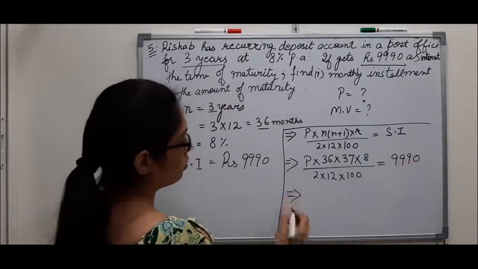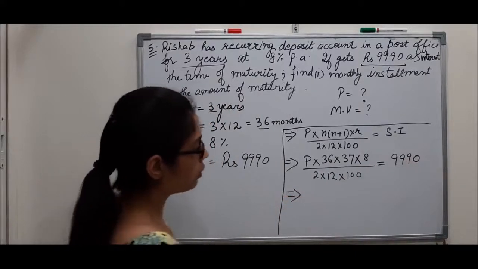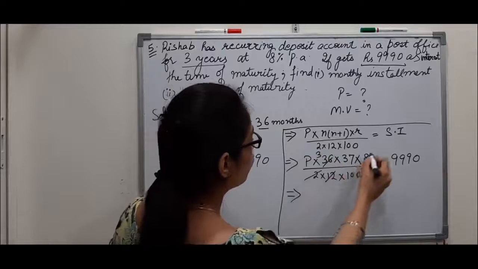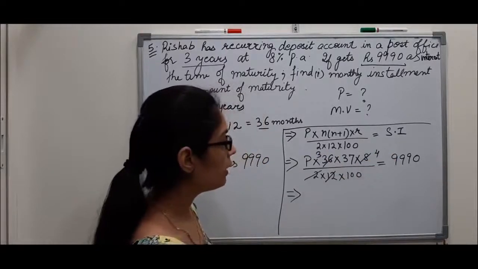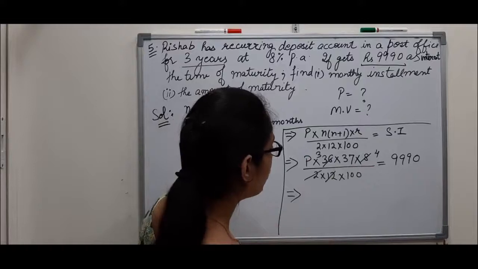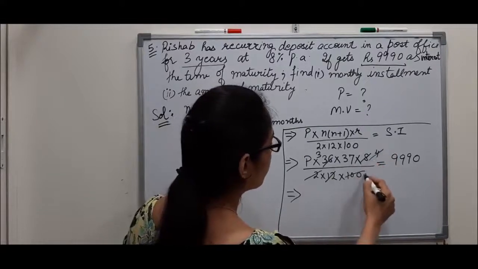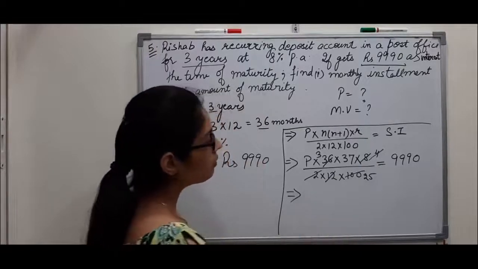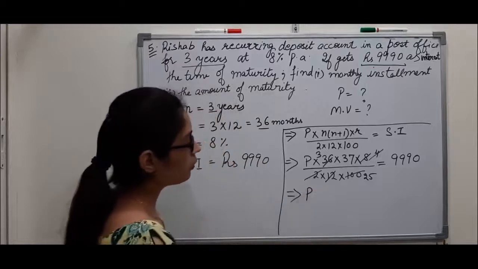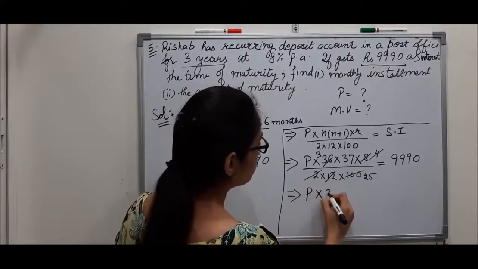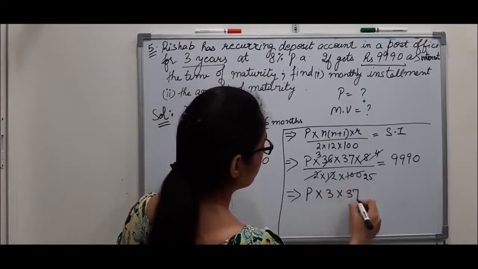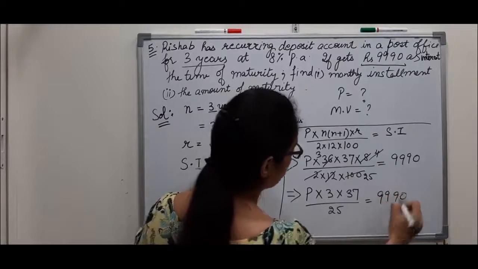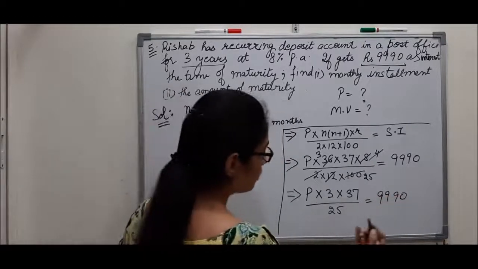Now I will just see if any cancellations are possible or not. 12 into 3 is 36. 2 into 4 is 8. Now I can see 4 into 25 is 100. So I have done all the possible cancellations. Now I will just change the sides accordingly. I am left with P into 3 into 37 and 25 by 25 is equal to simple interest, which is 9990.